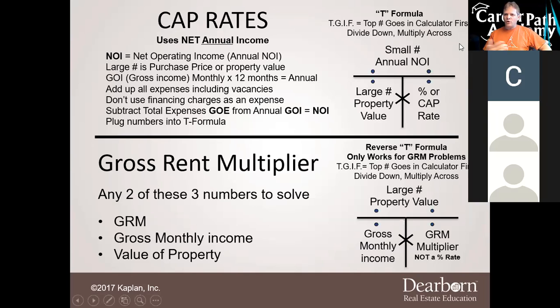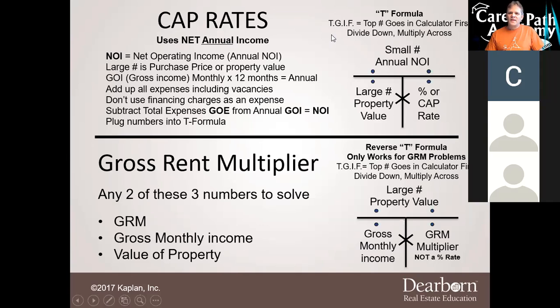And then above it or below it, I want you to write TGIF. It stands for the top number goes in the calculator first. So whatever number's on top of this T formula, you're going to be dividing it by either this one or this one to figure out the other missing component. So which number do you plug in the calculator first? Well, top number goes in first. TGIF, top number goes in first.